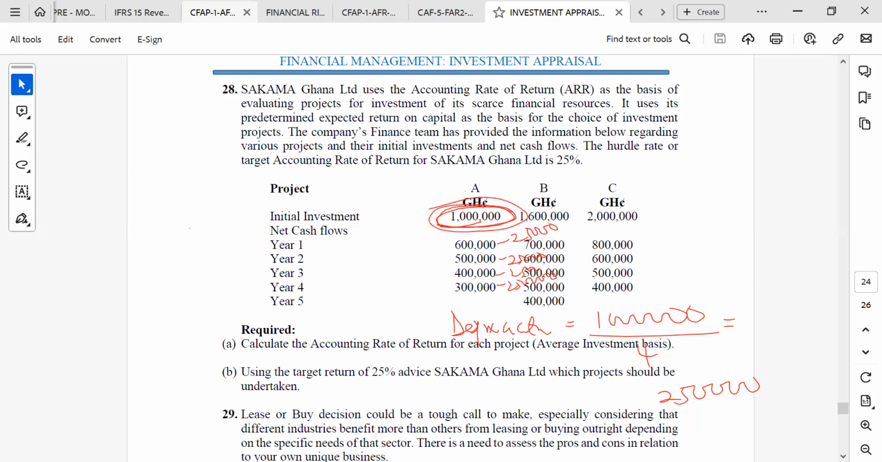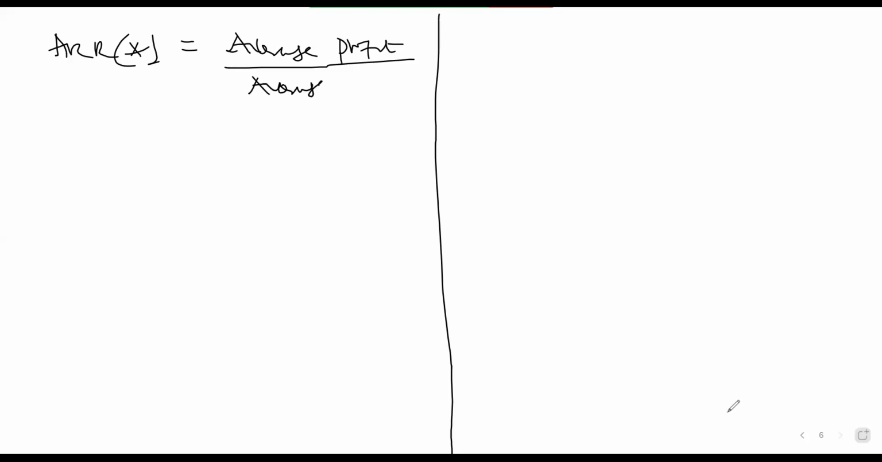So let's go about how we find the average profit for the first project. Okay, let's look at the average profit for the first project. So the accounting rate of return for A is calculated as the average profit divided by average investment. The question says that you should use average basis. So average investment multiplied by 100. Okay, let's look at how we calculate the average profit. Our average profit for A will be calculated like this.